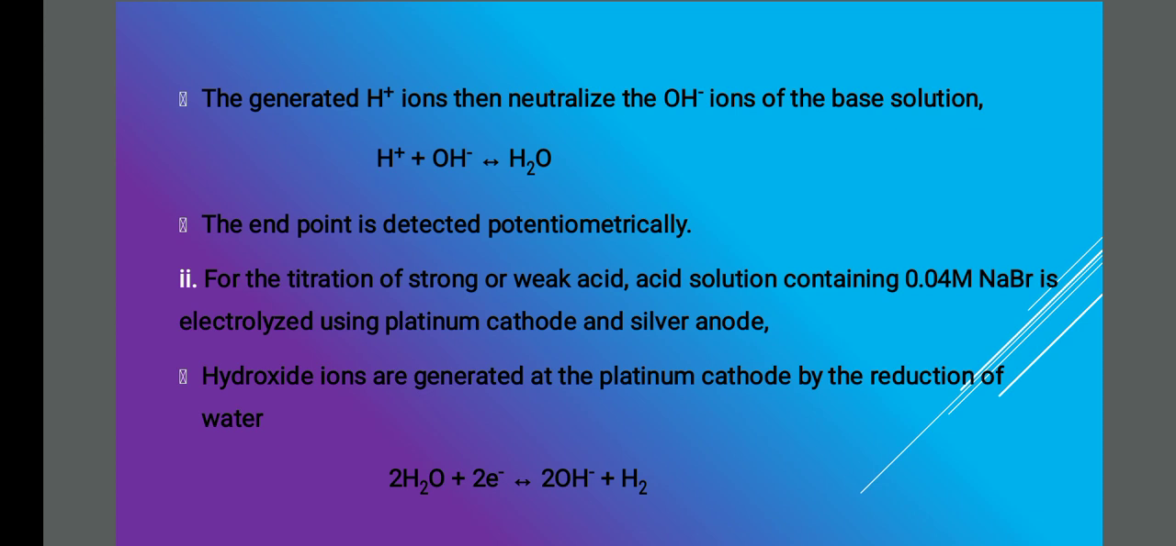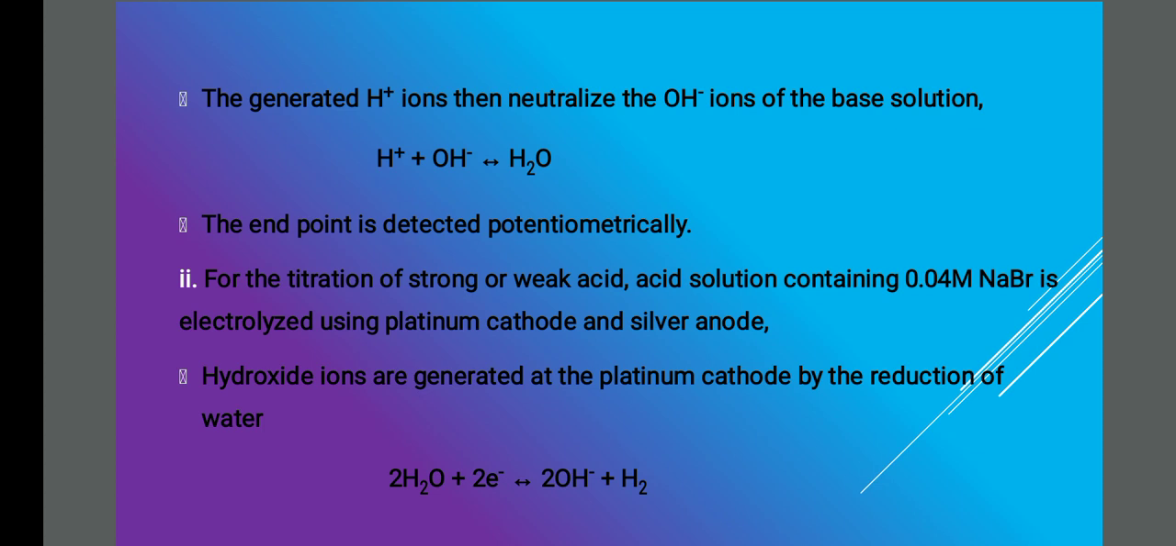Then coming to the next one, we have seen for base. And if your titration is meant for acid, strong acid or weak acid, நம்ம என்ன பண்ணணும்னா an acid solution containing 0.04 molar sodium bromide has to be taken. It is electrolyzed using a platinum cathode as well as a silver anode.